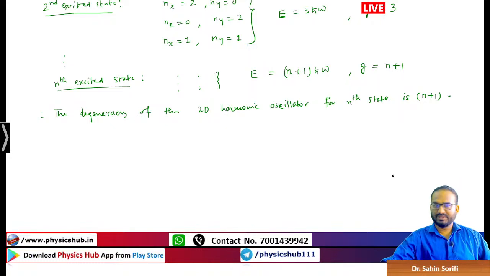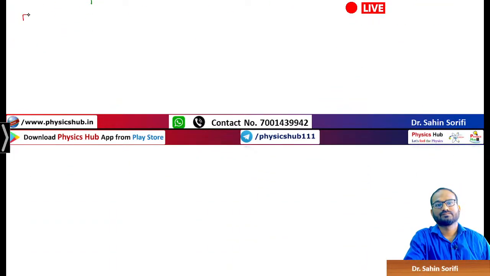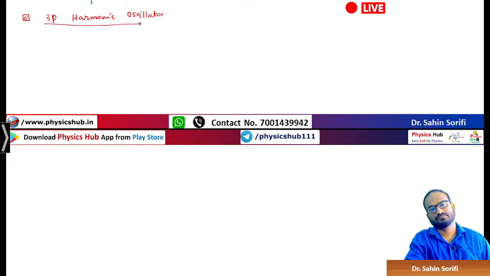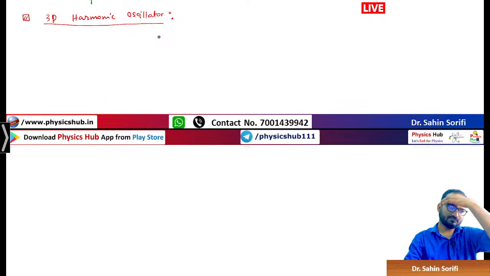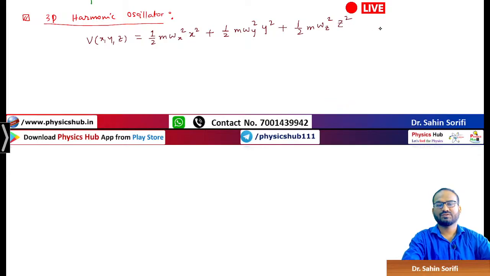Let's move on to the 3D harmonic oscillator. So for 3D, you can express the potential in this way: V of x, y, z. If you write the most generalized one, half m omega x square x square plus half m omega y square y square plus half m omega z square z square. This is the most general one.